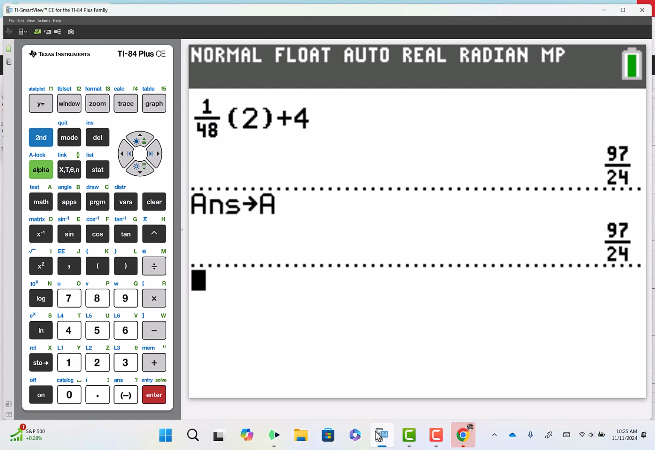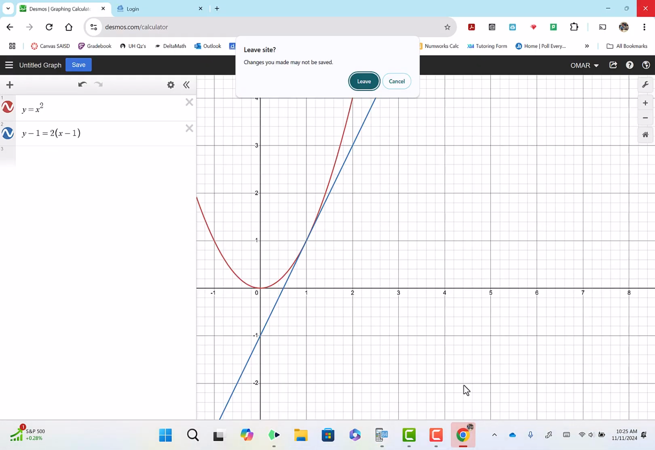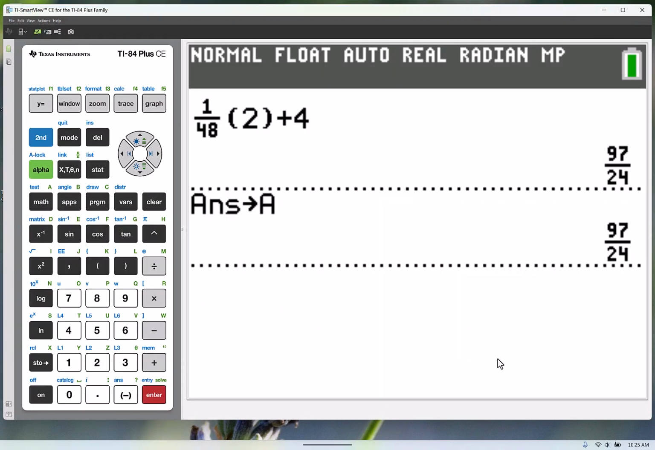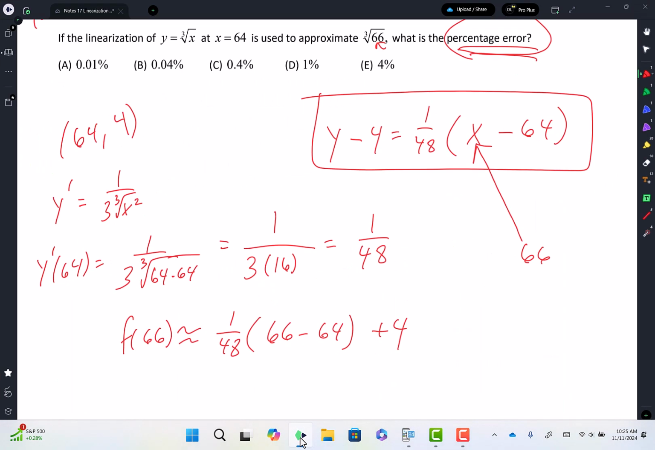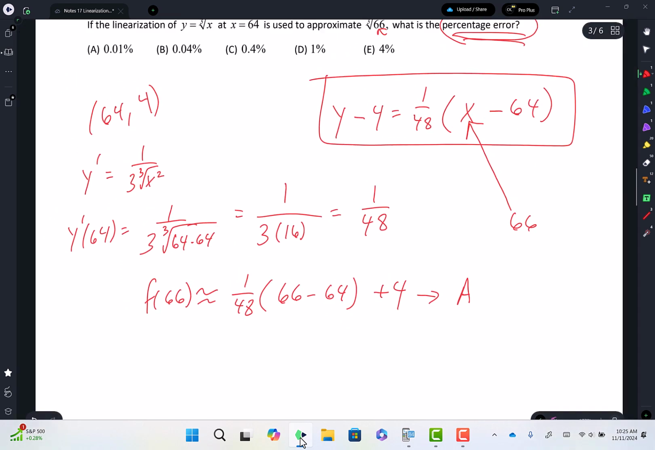I stored it to a letter, guys. That way I don't have to deal with it. Oh, let me turn this guy off. Okay. Whatever this is, I stored it to A. So wherever you see A, that's what I'm using. Ready for the percent error?